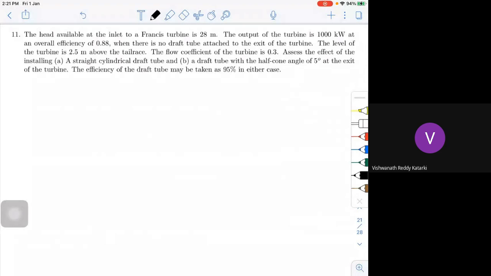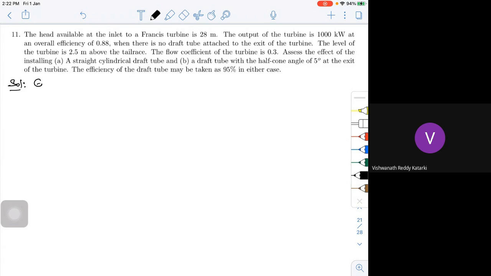The flow coefficient of the turbine is 0.3. Assess the effect of installing a straight cylindrical draft tube and a draft tube with a half cone angle of 5 degrees at the exit of the turbine. I am going to have a cylindrical draft tube as case A, and case B I am going to have a conical draft tube. The efficiency of the draft tube may be taken as 95% in either case. Both cases, this is what they have given. So let's try to write the data and solution.